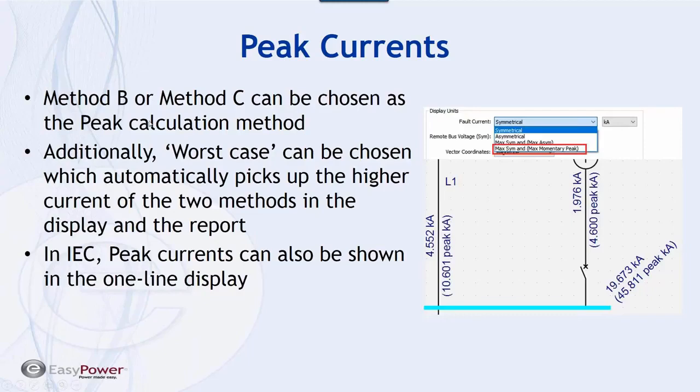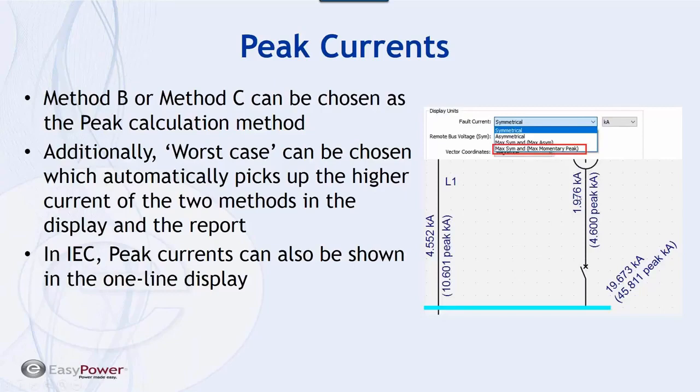Method B or method C can be chosen as the peak calculation method, which we just saw in the screen capture. Additionally, worst case can be chosen, which automatically picks up the higher current of the two methods in display and the report. In IEC, peak currents can also be shown in the one-line display. This screen capture is where you choose to display them. If you choose to display the maximum symmetrical value and maximum momentary peak, in fact, it has to be maximum initial peak. That's a terminology coming from ANSI, but initial peak would be a better replacement too.